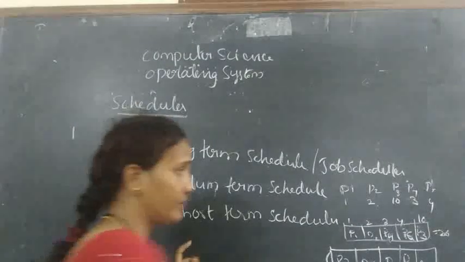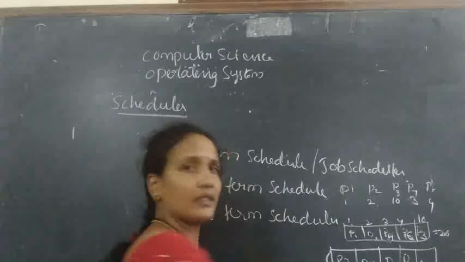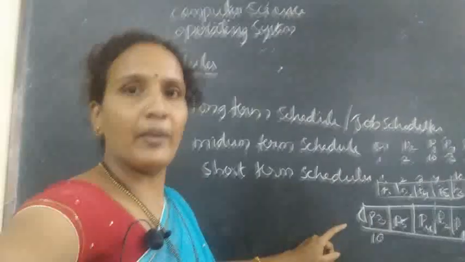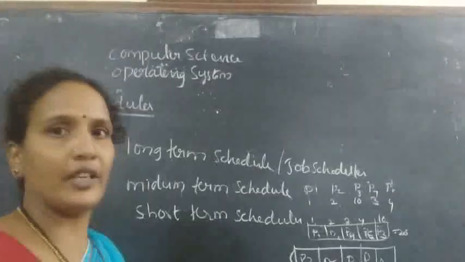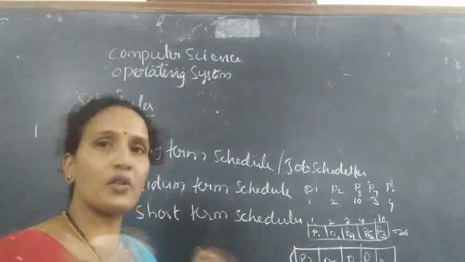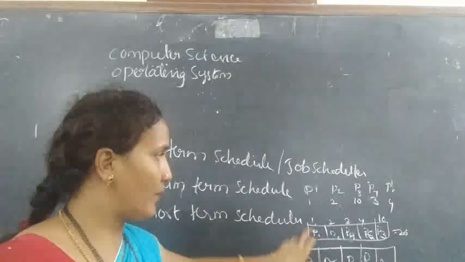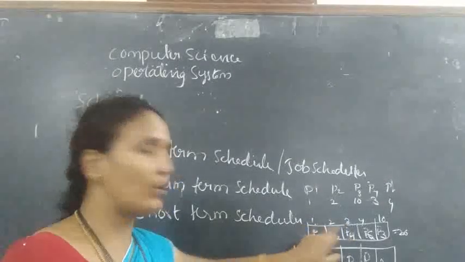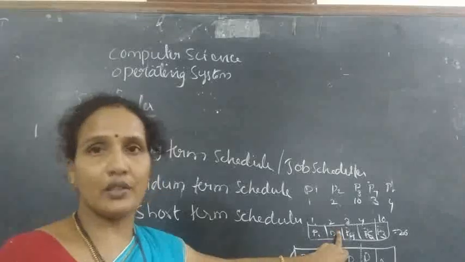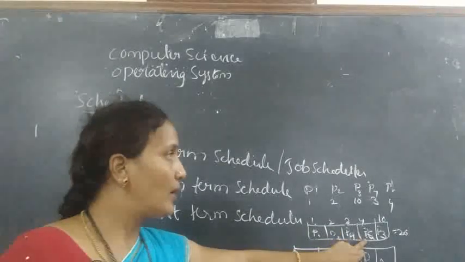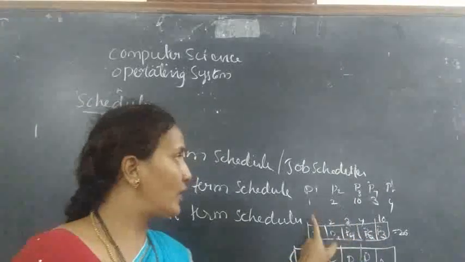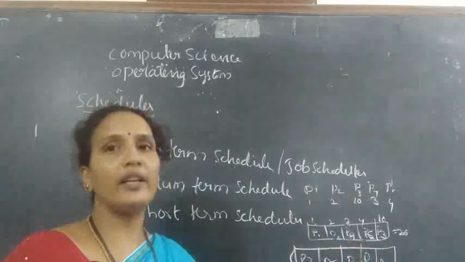Understood? Now take the second example. Here P3 takes 10 seconds, which means till 10 seconds the remaining processes should be in a waiting state. In the first example, P2 is waiting for only 1 second, and P4 is waiting for only 3 seconds. That time also it should calculate. Next, P5 is waiting for 6 milliseconds.